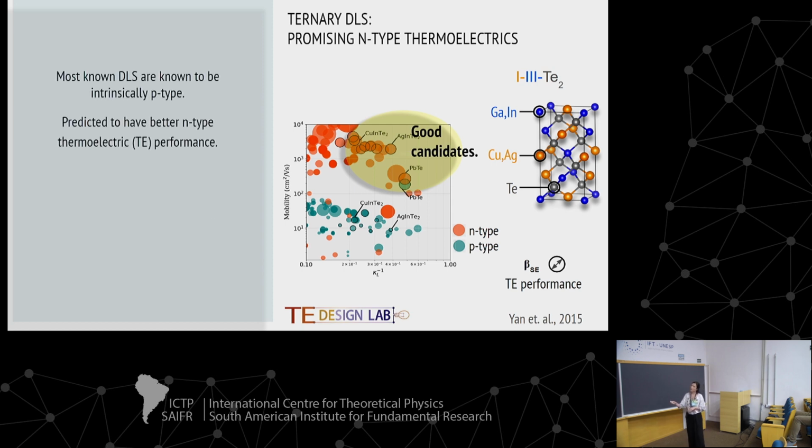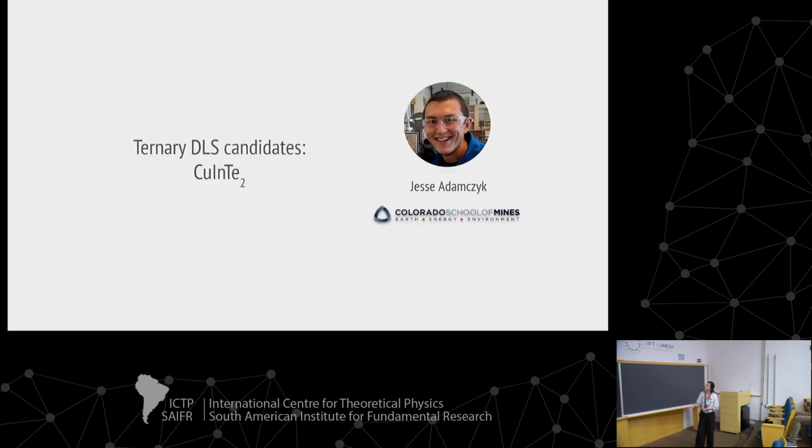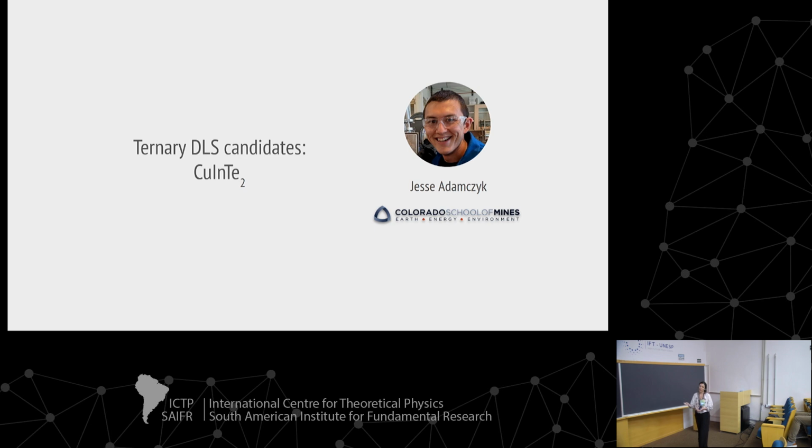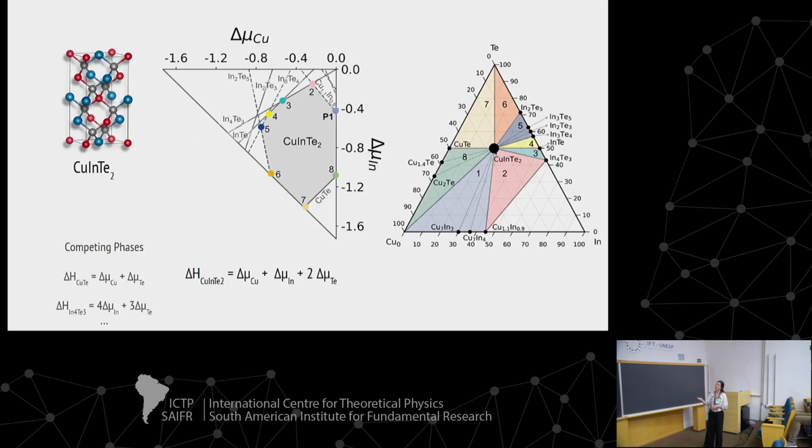The problem is that most of these DLS are known to be intrinsically P-type, and what we want to answer here is: is there an opportunity? Can we make these materials N-type or not? I think I have time just to talk about this one, so let me go quickly here. We have worked with Jess, who has been growing some samples so we could compare with our predictions.